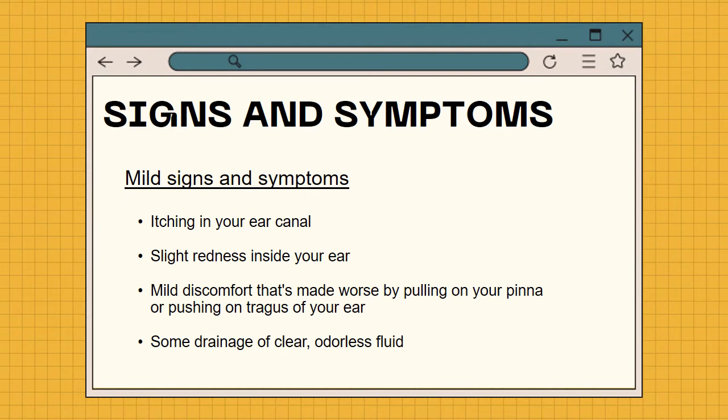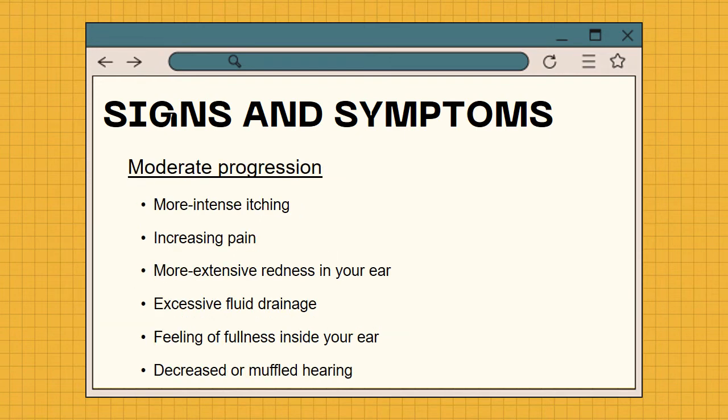Signs and symptoms. Mild signs and symptoms include itching in your ear canal, slight redness inside your ear, mild discomfort that's made worse by pulling on your pinna or pushing on your tragus, and some drainage of clear odorless fluid. For moderate progression, it includes more intense itching, increasing pain, more extensive redness in your ear, excessive fluid drainage, a feeling of fullness inside your ear, partial blockage of your ear canal by swelling, fluid, and debris, and lastly, decreased or muffled hearing.